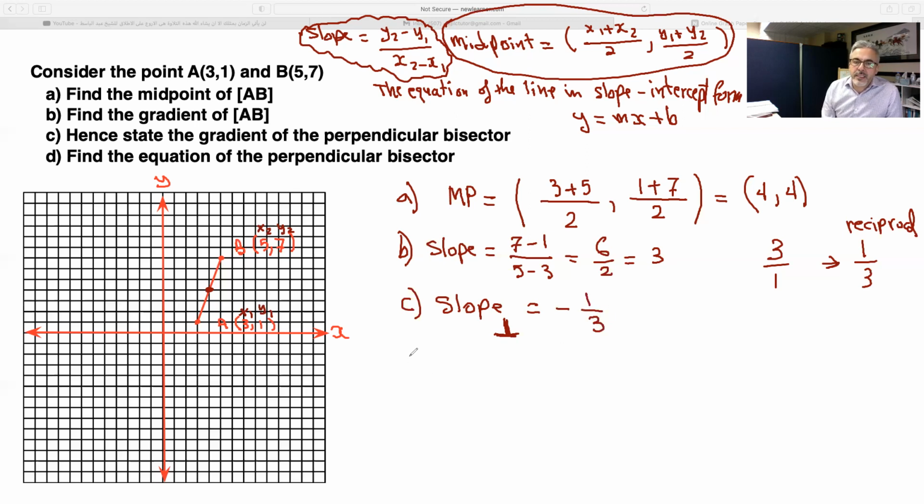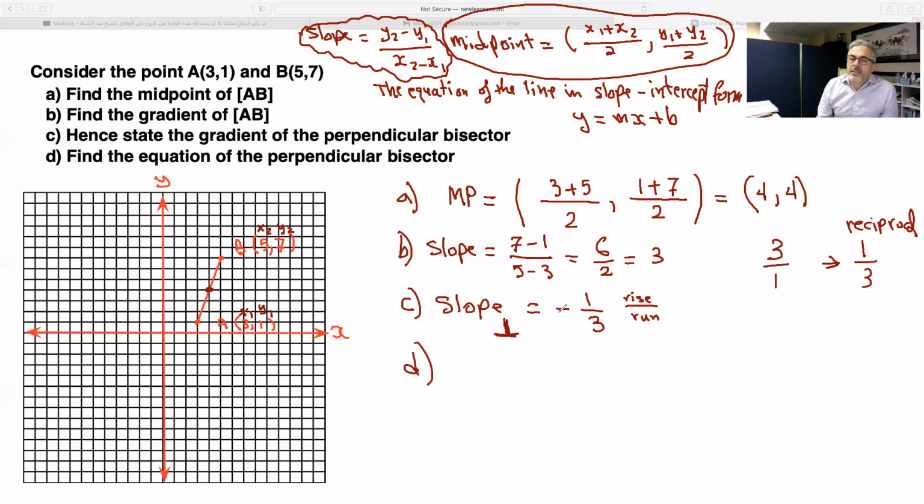Now D. Find the equation of the perpendicular bisector. So they want the line that goes through here. What's the line that goes through here? What's the equation of that? So let's look at, if I know the slope of the perpendicular bisector, I could start doing the slope from here to draw a little bit of a line. So the slope again is rise over run. That's what the slope is. So 1 is my rise and 3 is my run.